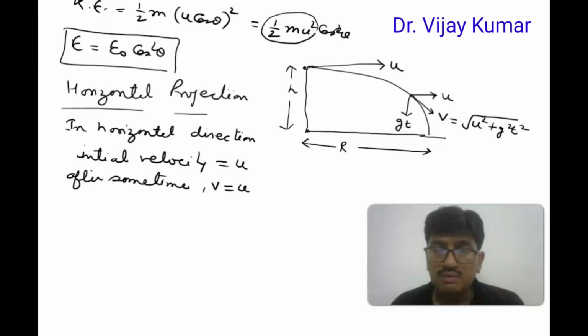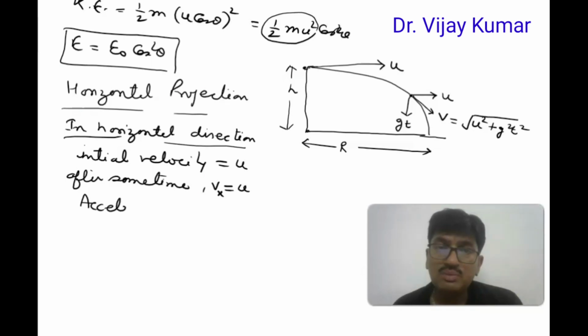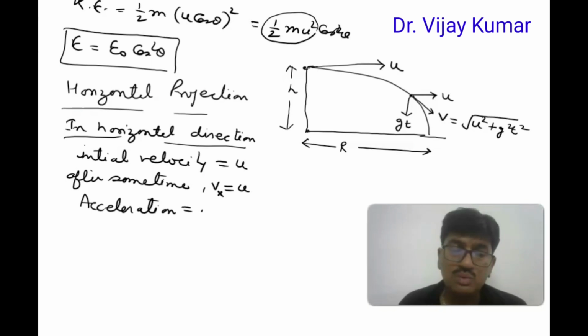Okay, we can consider it Vx, as we are considering the case of horizontal direction. And in horizontal direction, acceleration should be equal to 0, and range should be equal to initial velocity into time, u into t.